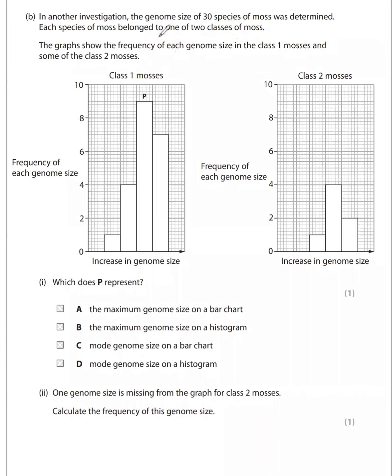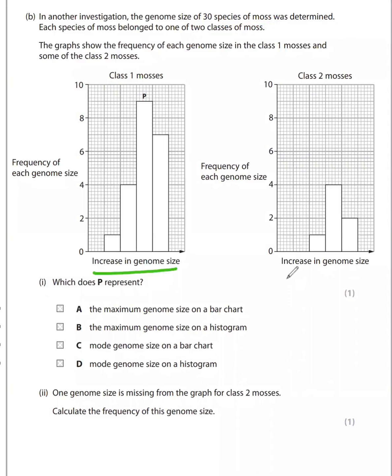Each species of moss belongs to one of these two classes. That means there are 30 species of moss, and among them, some will be under this class, some under that class. For example, all living organisms are classified under either eukaryotes or prokaryotes, kind of like this. It's not the exact same thing, but there are 30 species of moss, and some of them are under class 1, some of them are under class 2. So very good.